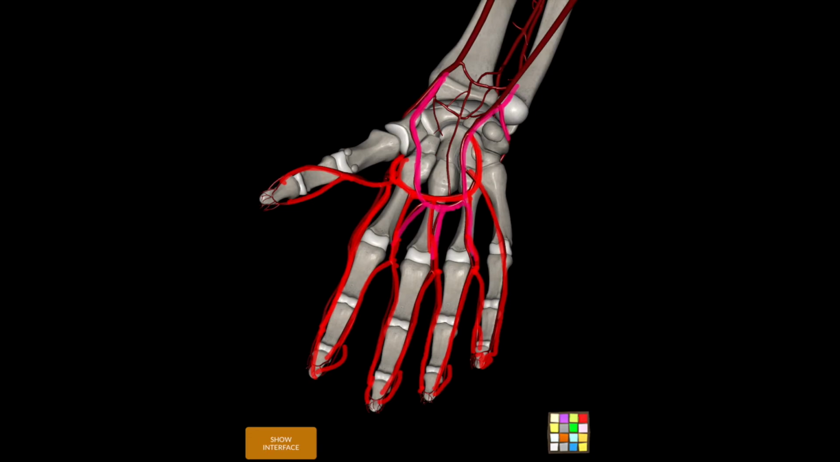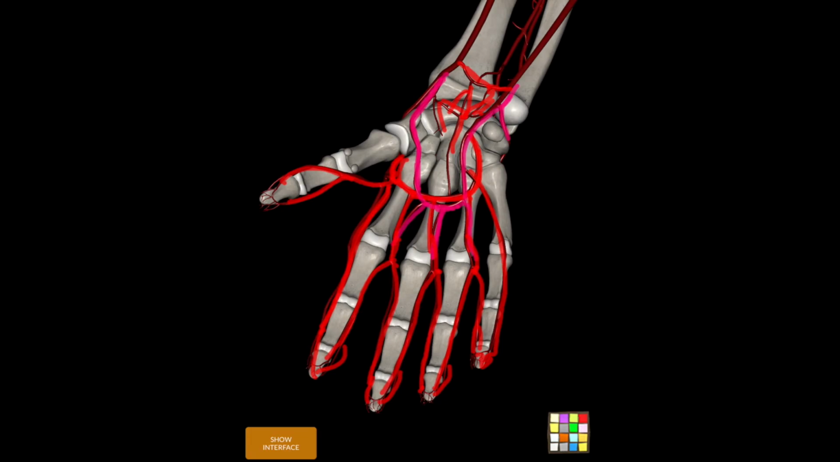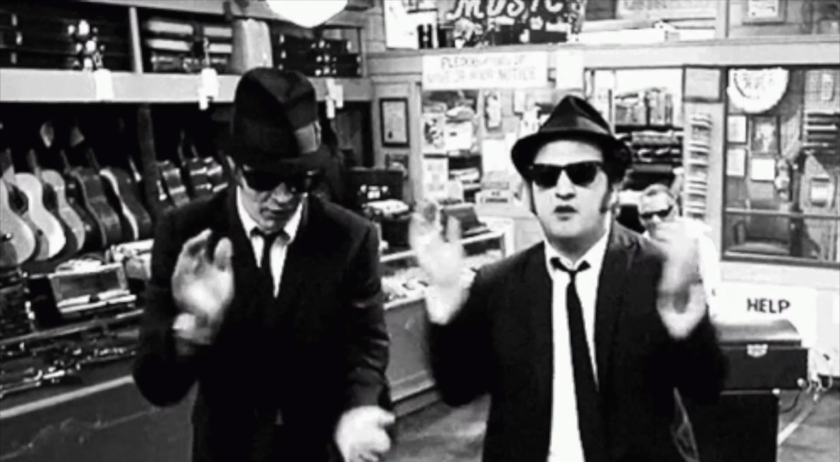Both the radial and ulnar arteries also have palmar carpal branches forming a smaller palmar carpal arch, and they have vessels that supply the palmar surface of the wrist. Also getting in on the action is some branches from the anterior interosseous artery here. So really the whole band is getting back together.